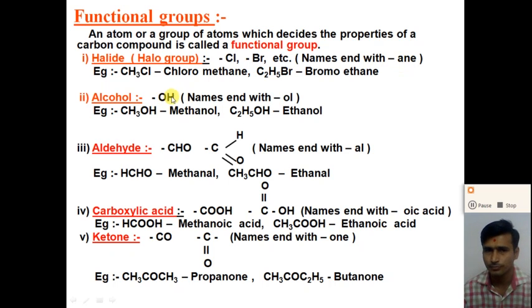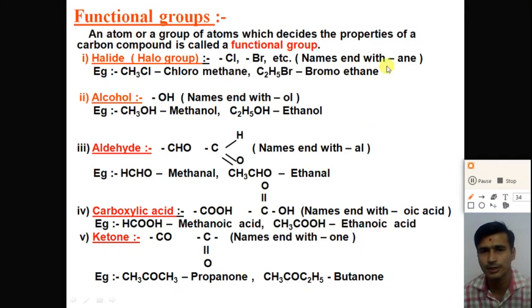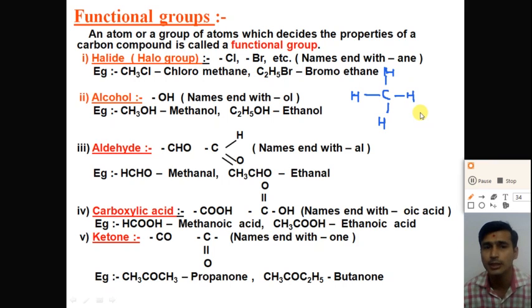For example, among simple hydrocarbons we take CH4, that is called methane. So suppose we consider the structure of methane: a carbon atom makes a covalent bond with the 4 hydrogen atoms, like this. The molecular formula of this structure is CH4, and the name is methane.